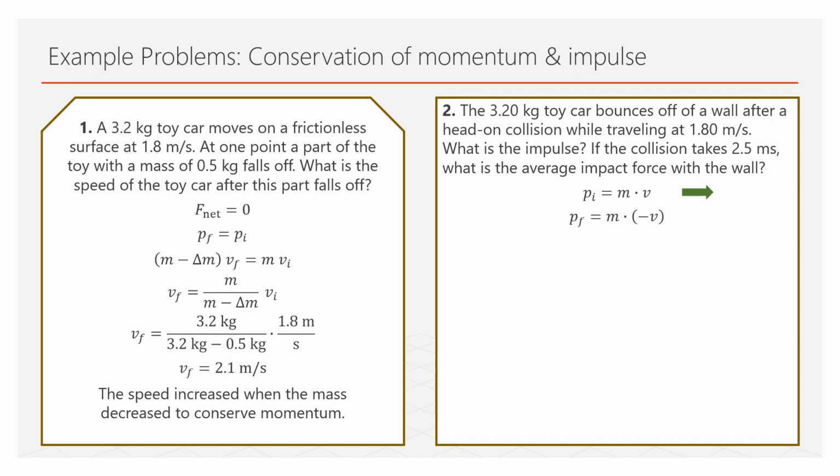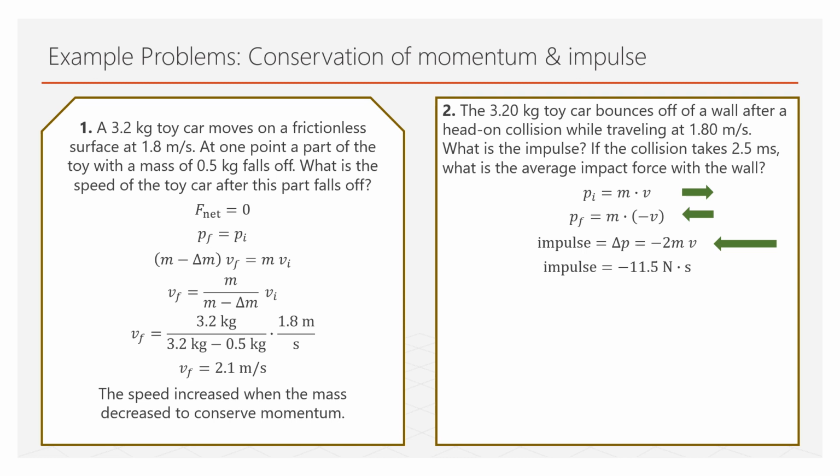A head-on collision will cause the car to bounce backwards, and so its speed after the collision will be the same, except its velocity will be in the exact opposite direction. We can draw its velocity vector like this, and so the momentum after the collision with the wall can be written as negative mv. The impulse, which is equal to the change in momentum, will therefore be negative 2mv, and its vector will look like this.